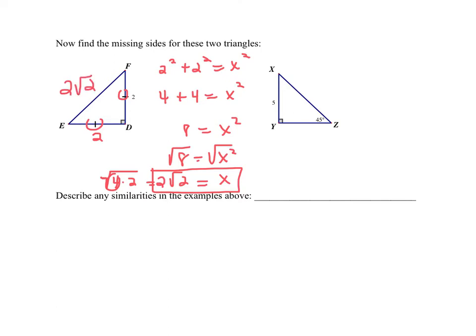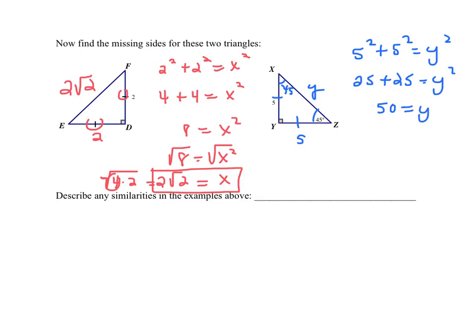Alright, let's try it one more time. In our next triangle, if this angle is 45 degrees, that leaves us with 45 degrees for this angle. So the sides opposite those two congruent angles have to be congruent. So line segment YZ also has to be 5. Let's solve for this side right here. Let's call it y this time. So I'm going to do 5 squared plus 5 squared equals y squared. 5 squared is 25 plus 25 equals y squared. Add them together, we get 50 is equal to y squared.